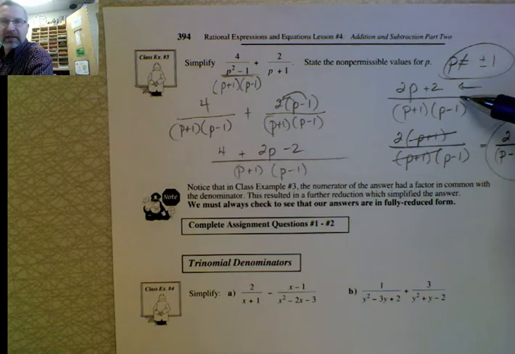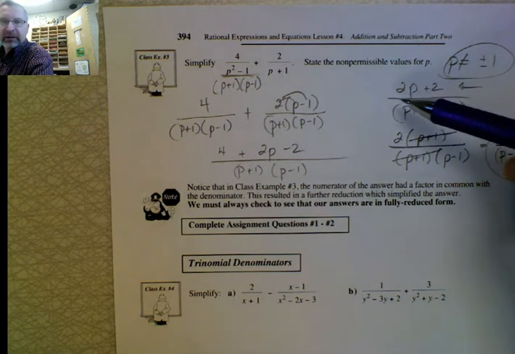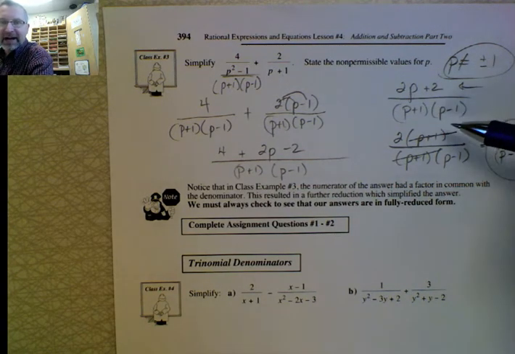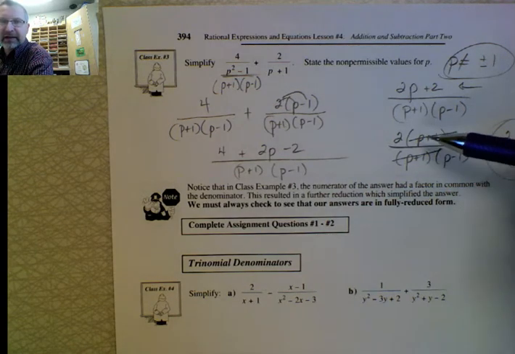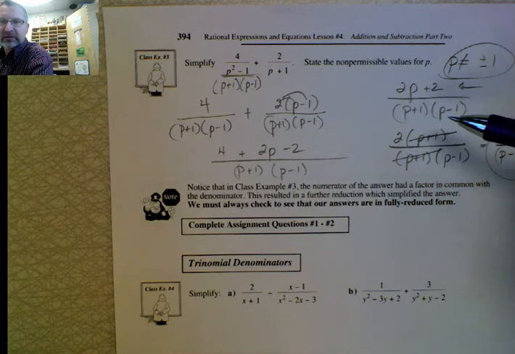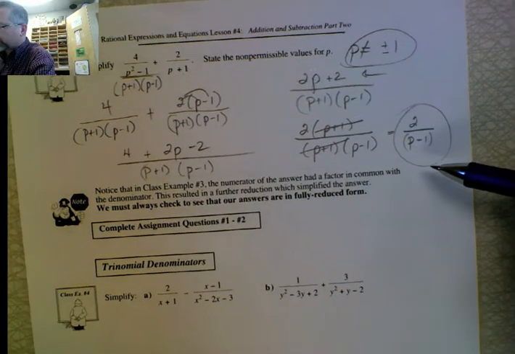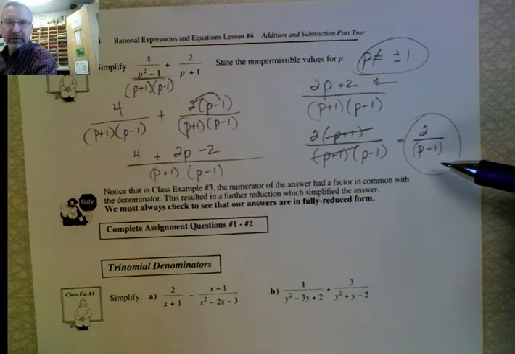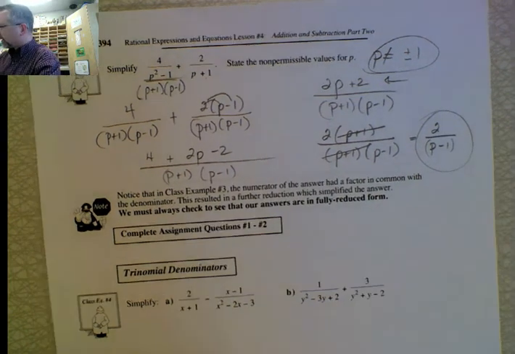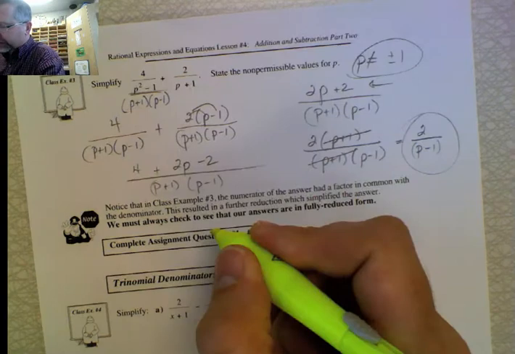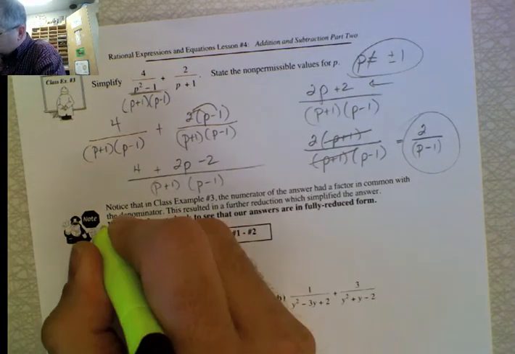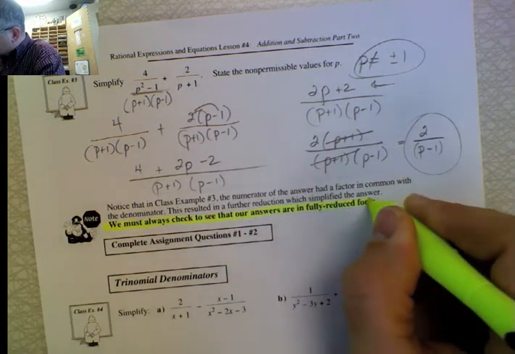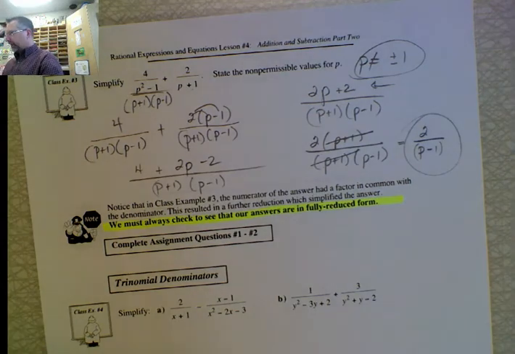If you had stopped at this point here, you were not in simplest form. You had to factor the numerator if possible, and then you had to simplify any binomials or single terms that you could to come up with your final solution of 2 over p minus 1. Okay, so this is something that's important. They've got it in bold in your book. It says we must always check to see that our answer is in fully reduced form. And that's what we did up here.